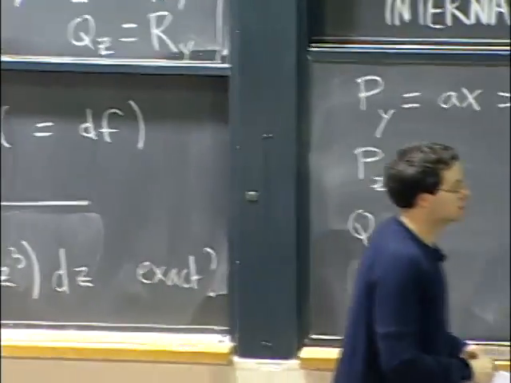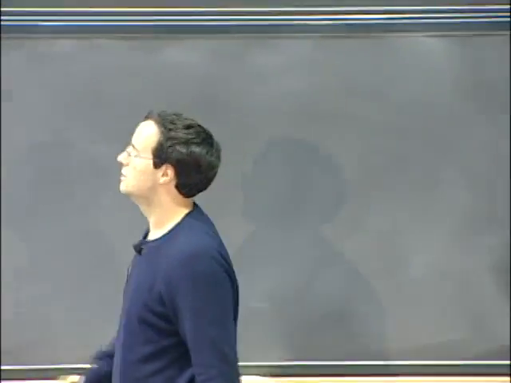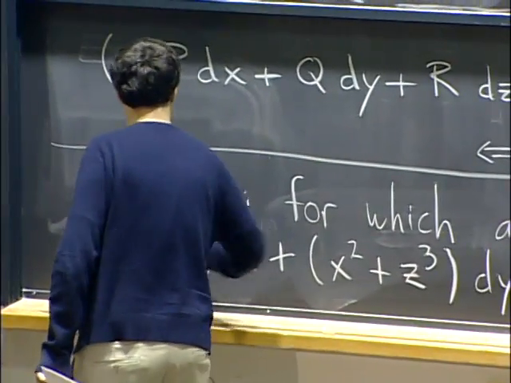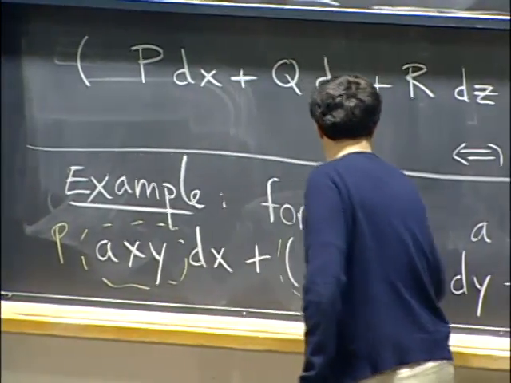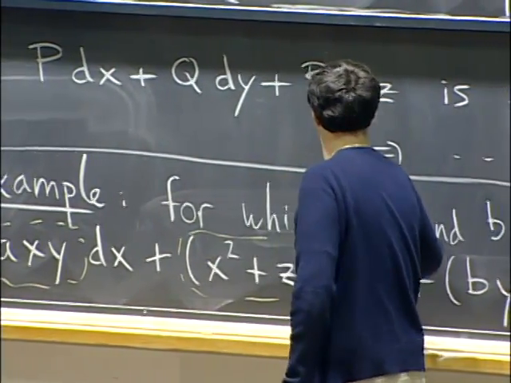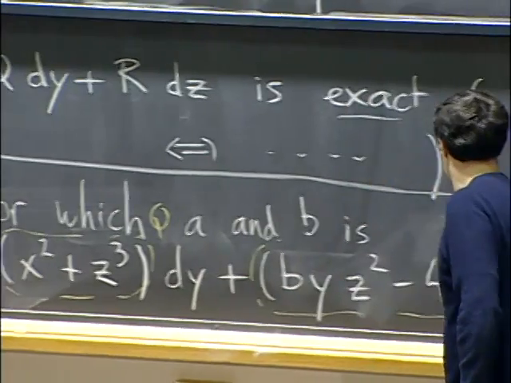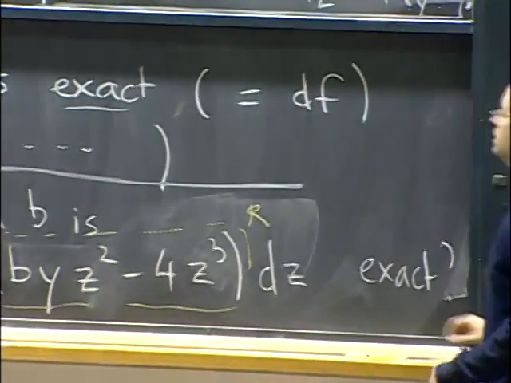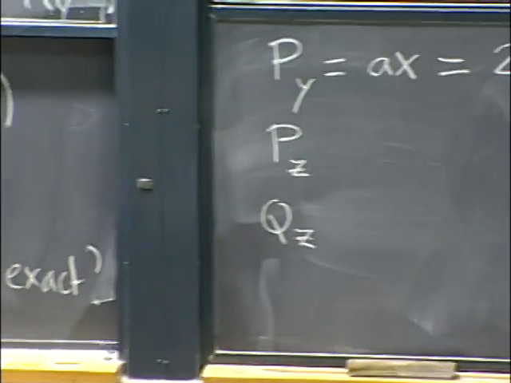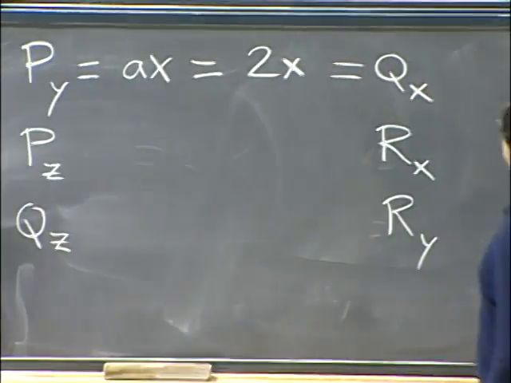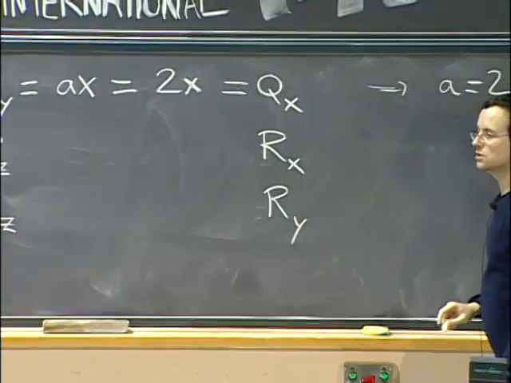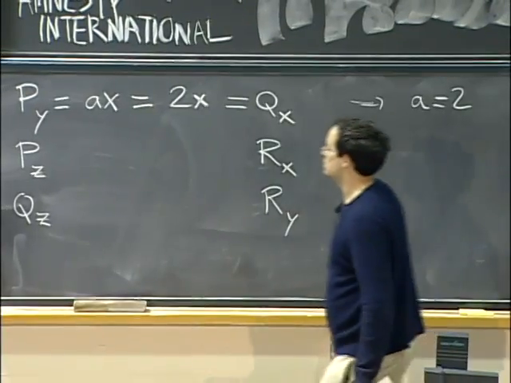Actually, let me write them down because otherwise I'm going to get confused myself. So this guy here, that's P. This guy here, that's Q. And that guy here, that's R. So this one tells us that a should be equal to 2 for the first property to hold.